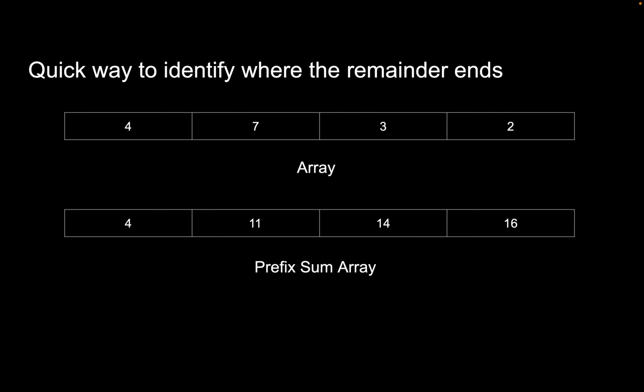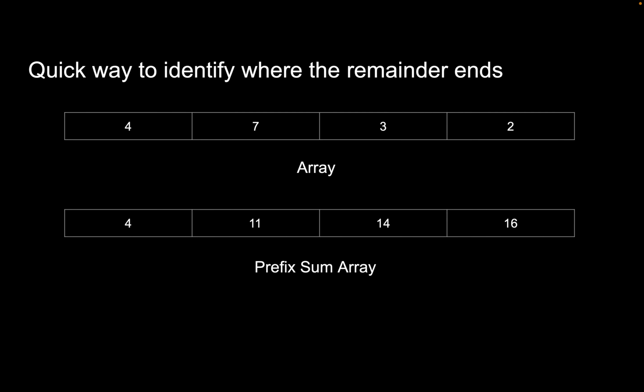So if an array of elements 4, 7, 3 and 2, and in the prefix sum array we set the first element to be 4, which is the first element in the array as well. And then for the second element in the prefix sum array, note that this is the sum of the elements in the array up to the first index, so it will be 4 plus 7, which will become 11.